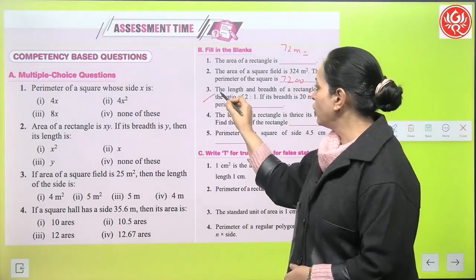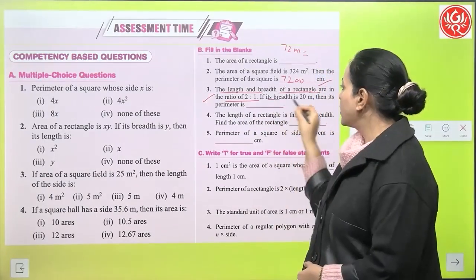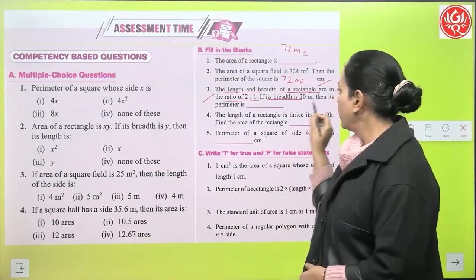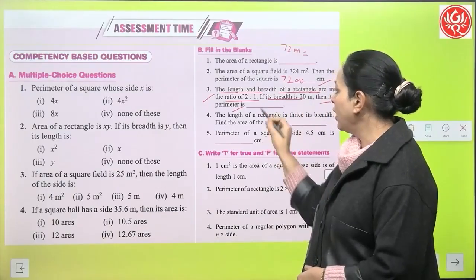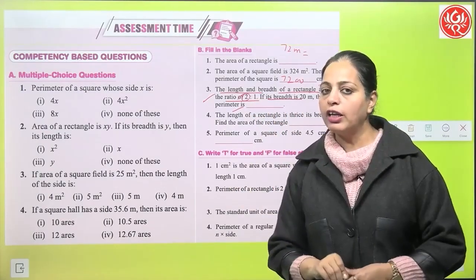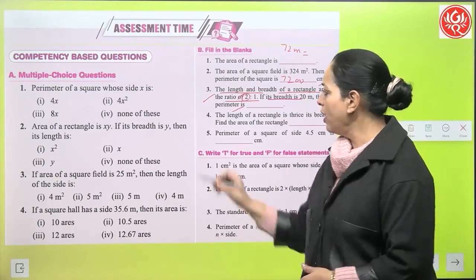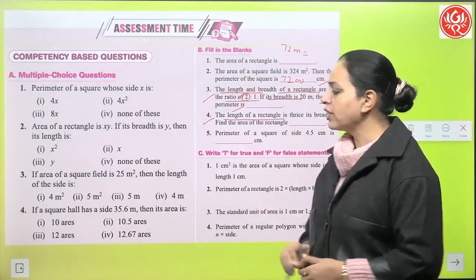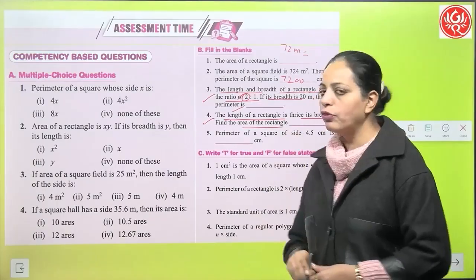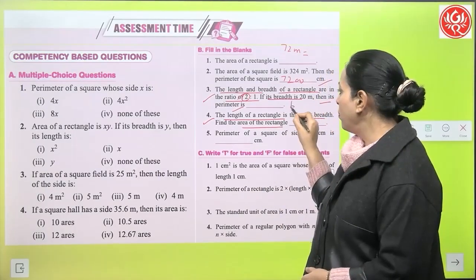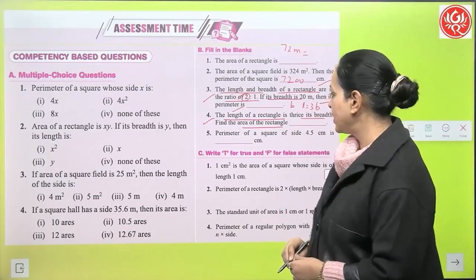Okay. The third question, the length and breadth of a rectangle are in the ratio 2:1. If its breadth is 20 meter, then its perimeter is what? So what to do? Breadth is 20. So length is 2 into 20, 40 meter. Now you can calculate the perimeter. Okay. The fourth one, the length of a rectangle is thrice its breadth. So find the area of the rectangle. So let the breadth be b and length is 3 into b. So then you can calculate its area.